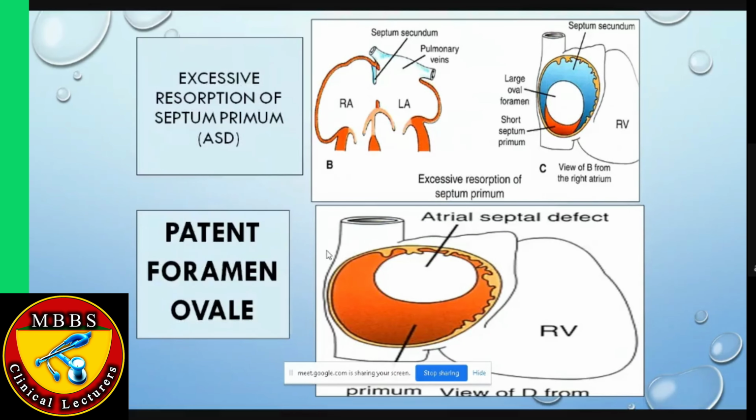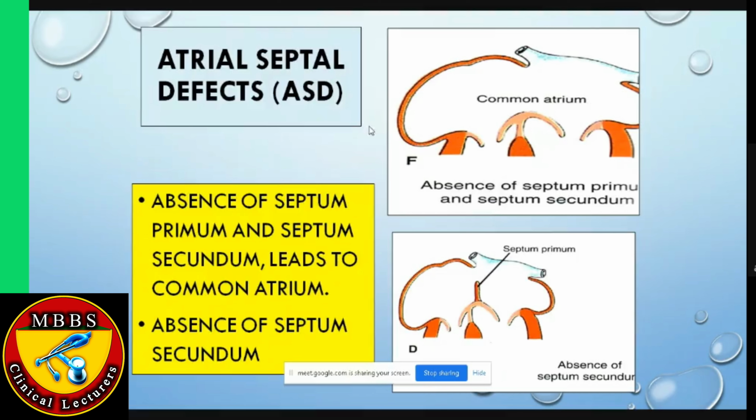Now, this occurs because of different reasons. It can be because of the excessive resorption of the septum primum, which was present here, or there can be a patent foramen ovale, or there is an absence of the septum primum and the septum secundum, which leads to a common atrium, leading to the ASD. Or there is simply an absence of the septum secundum, which can lead to the communication between the two atria, and this may be the cause of the atrial septal defect.